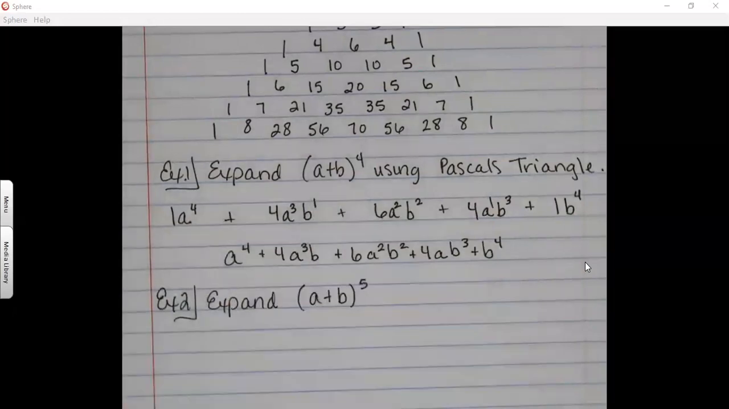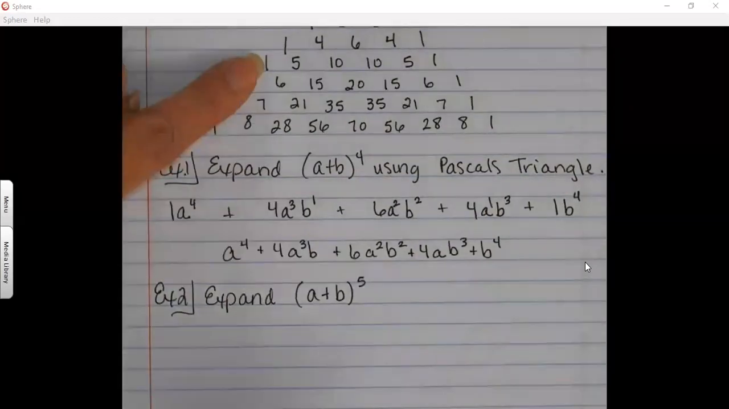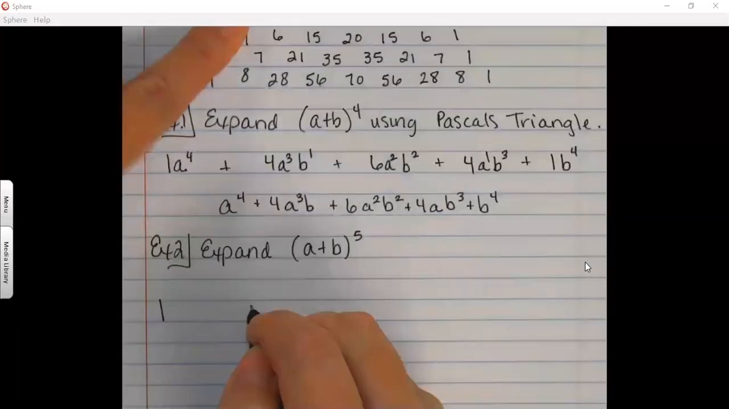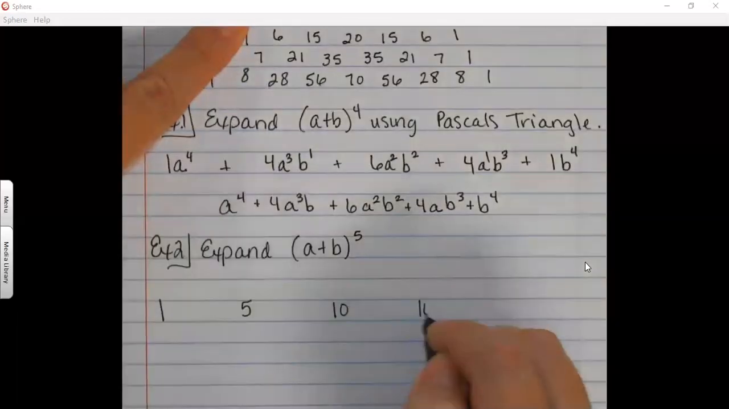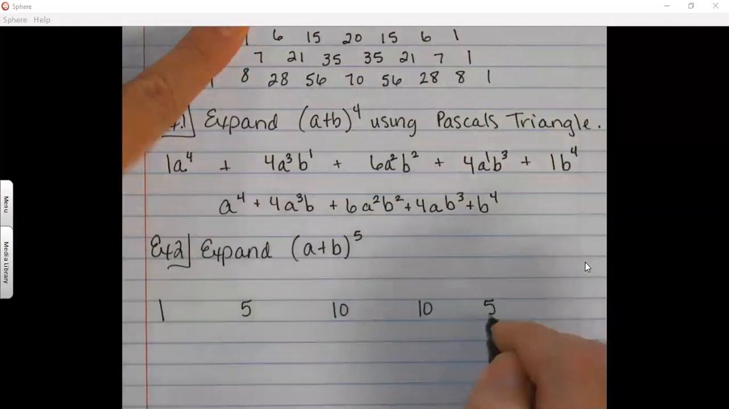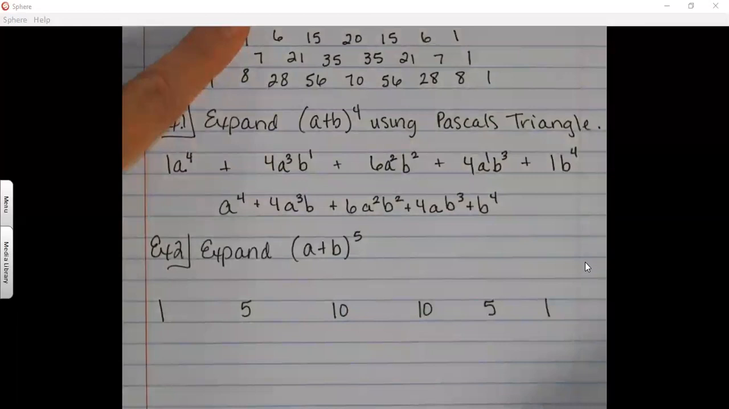So this time we use the 1, 5, 10, 10, 5, 1. Okay? So 1, 5, 10, 10, 5, 1. And everything's positive, so we know we're going to have pluses between each term. So in my very first term, what's the coefficient?